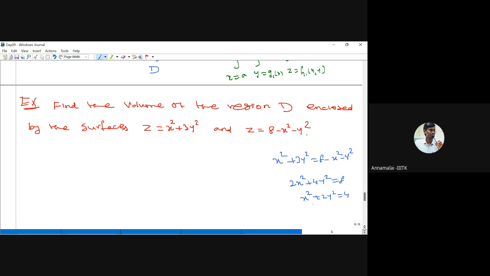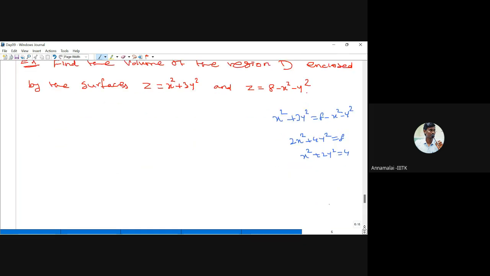Anyway, this is an ellipse, right? We can divide by 4 and read it as x square by 4 plus y square by 2 equal to 1. So this will look like x square by a square plus y square by b square equal to 1. This is the ellipse. Here a is 2, b is square root of 2, because a square is 4 and b square is 2. So the intersection of these two surfaces is an ellipse. Keep that in mind.